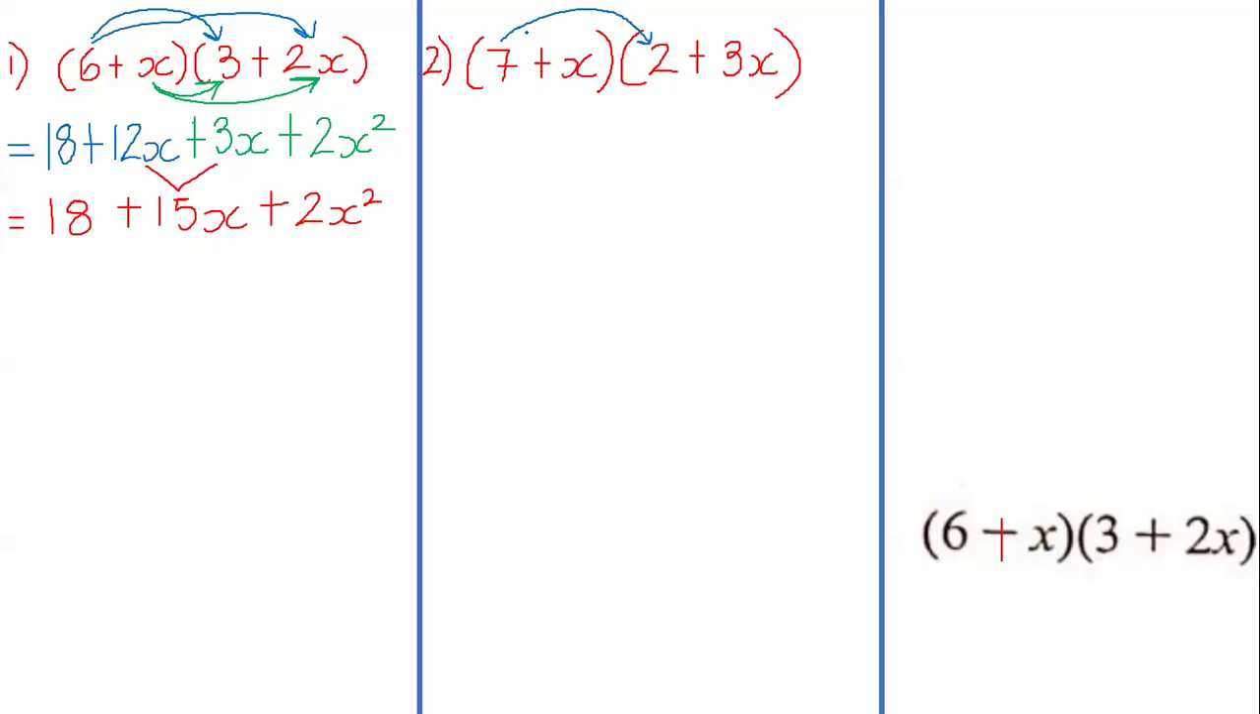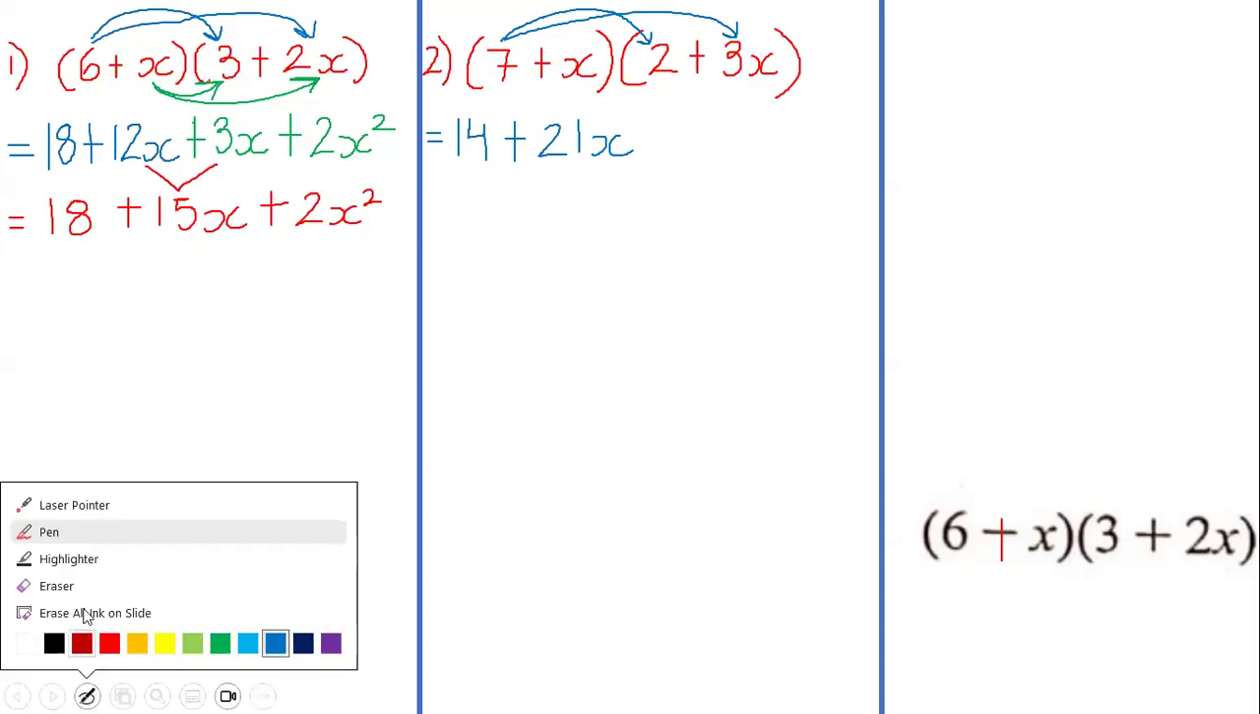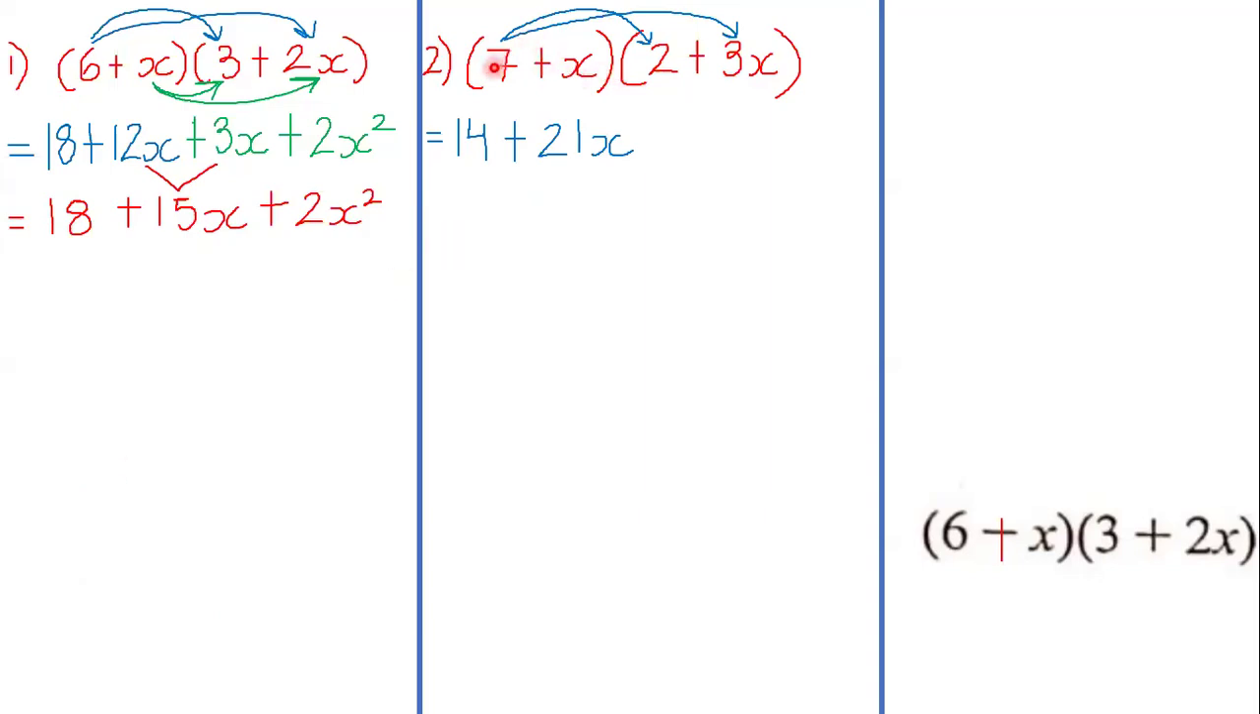7 times 2 is 14. Good. Then 7 times 3x would be 21x. Very good. So plus, then it'll be x times 2, which will be 2x, and x times 3x will be 3x squared. Very good.